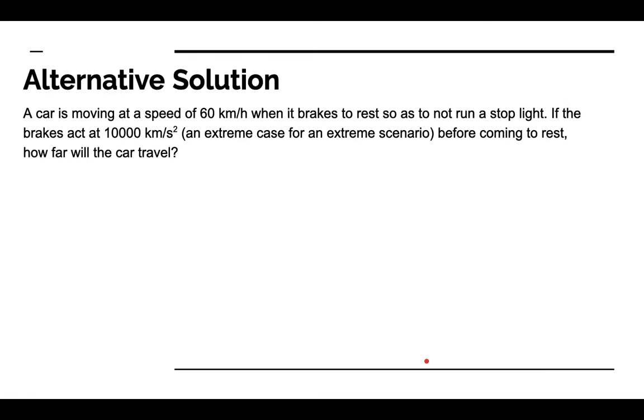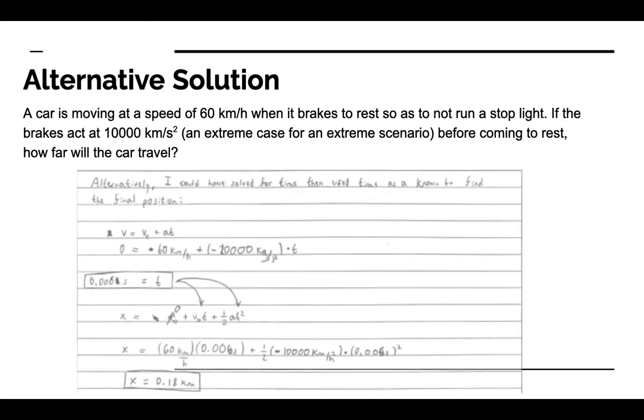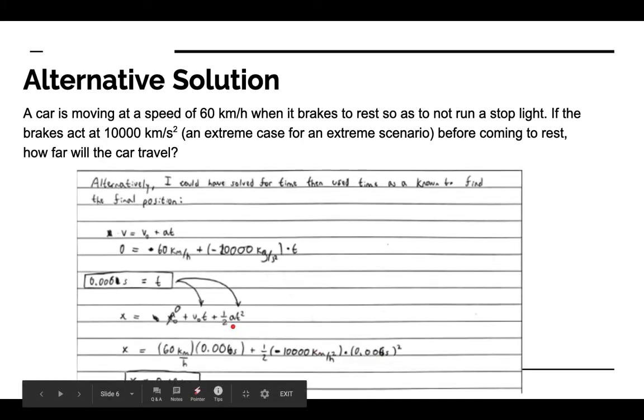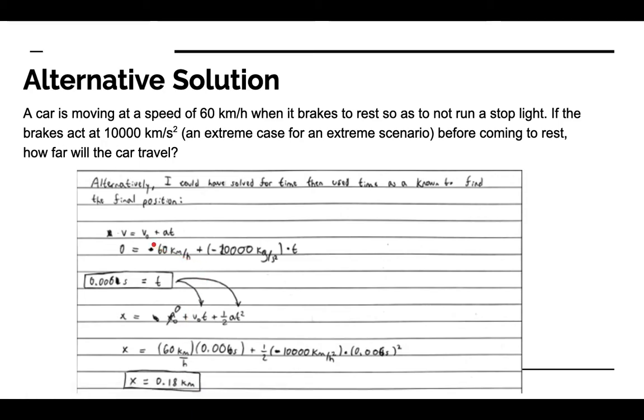An alternative solution is we could use one of the equations to find time, and then subsequently use another equation with the time that we found to find our final position. So what we could have done here is recognize that we know our initial velocity, we know our final velocity, and we know our acceleration, and thus we could have used that with the second kinematic equation to find time. V is 0, V naught is 60, and a is negative 10,000 kilometers per hour squared. And again, I totally messed up here because this says kilograms per second squared. Ugh, not good. So solving for t gives us t equals 0.006 seconds.